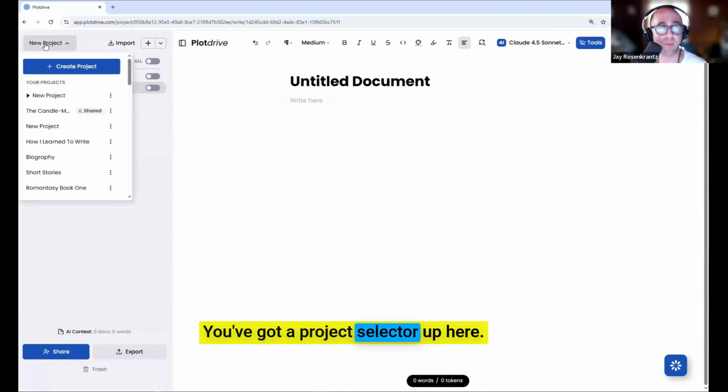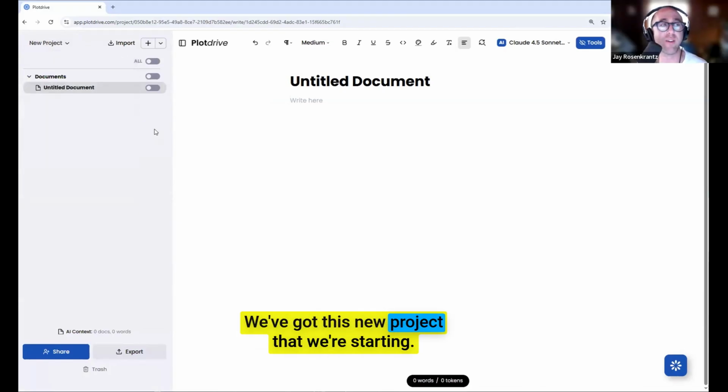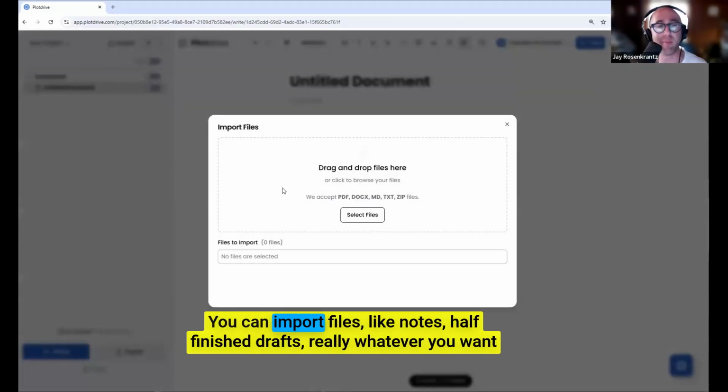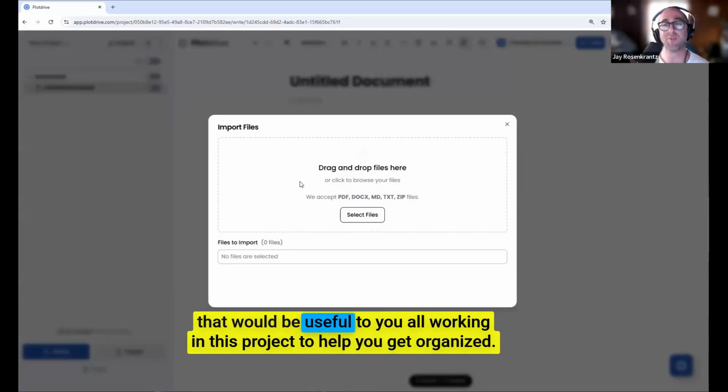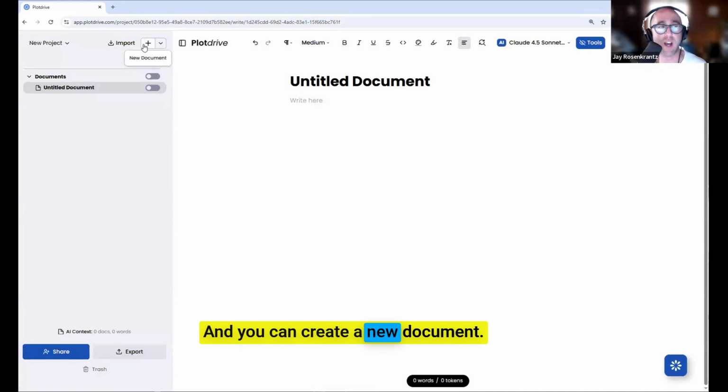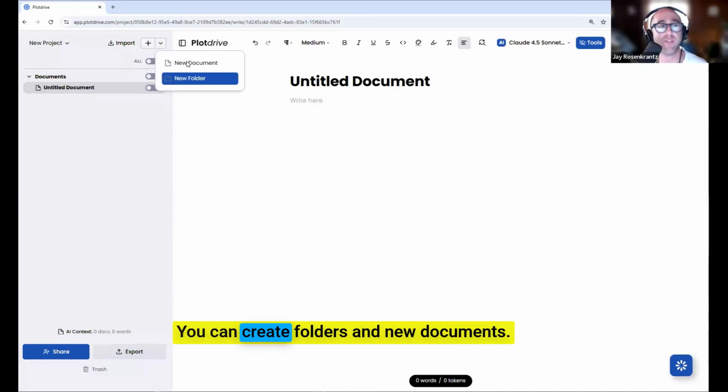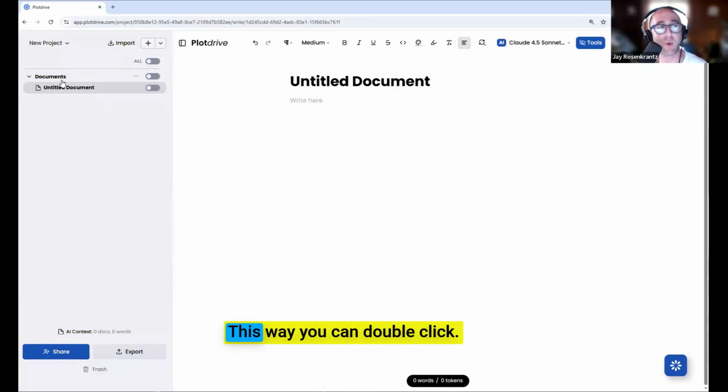You've got a project selector up here. We've got this new project that we're starting. You can import files like notes, half finished drafts, really whatever you want that would be useful to you while working in this project to help you get organized. And you can create a new document. You can create folders and new documents this way.